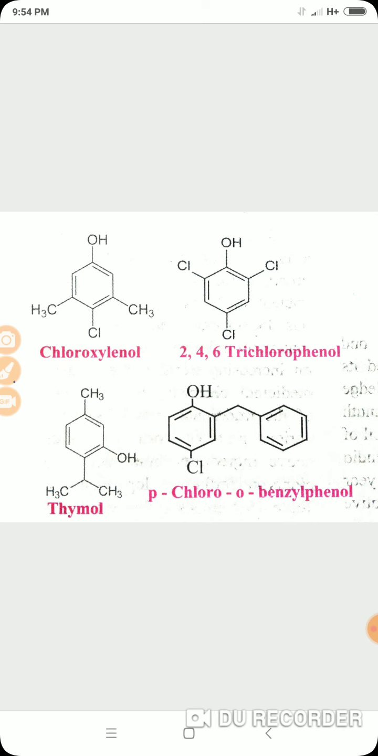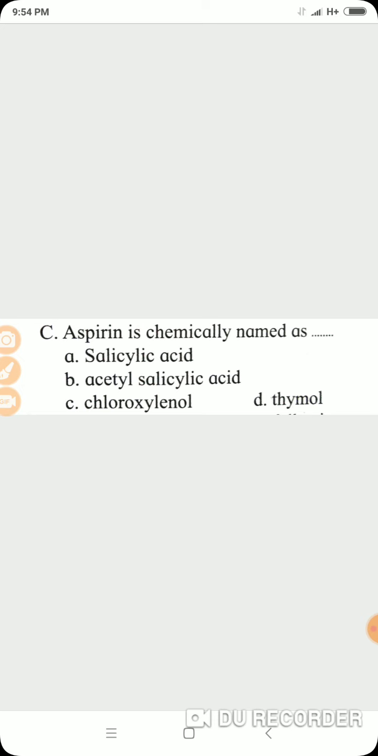Here four structures are given. First is chloroxylenol, the best antiseptic. 2,4,6-trichlorophenol is also an antiseptic. These two antiseptics are very commonly used. Next, thymol is also a good antiseptic, and parachlorometaxylenol is a disinfectant. We studied that the chloro derivatives of phenol are used as antiseptics and disinfectants.